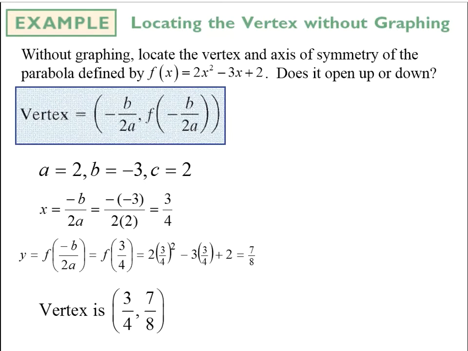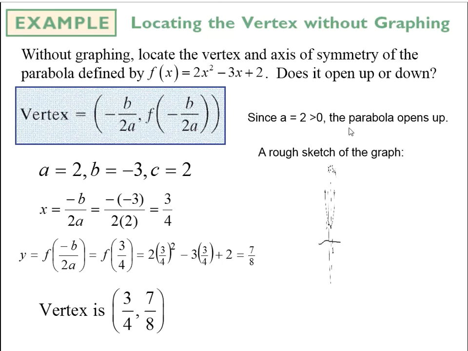Now I could also look at this equation here, and because this leading coefficient a is positive, I know the parabola is going to open upward, right? So I could do a real quick rough sketch of the graph, right? Since I know the parabola opens upward, I could literally rough sketch the graph, plot the vertex of 3/4, 7/8, and then just sketch it opening up. Rough sketch of the graph.